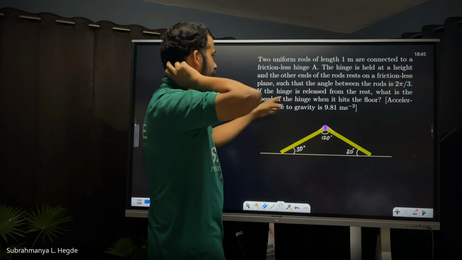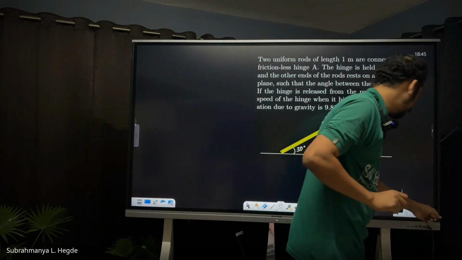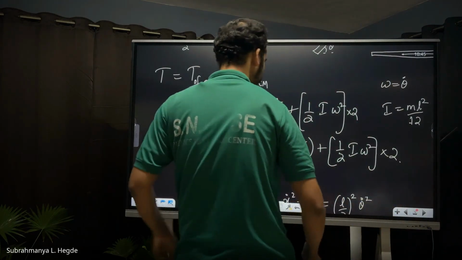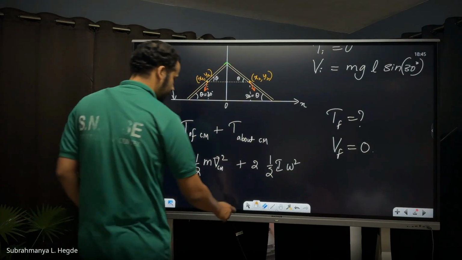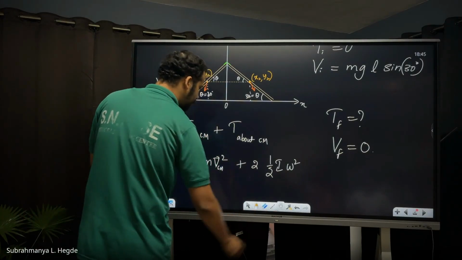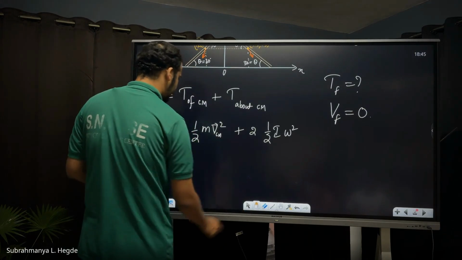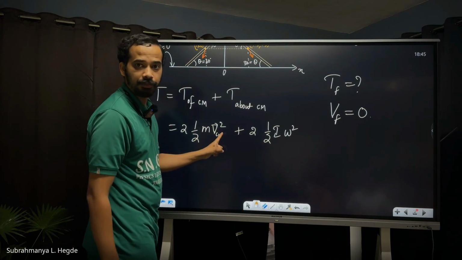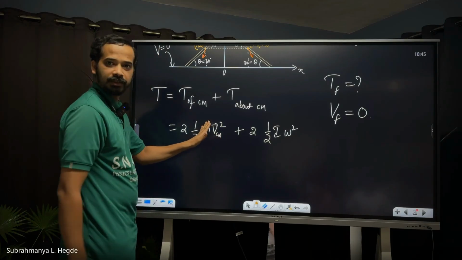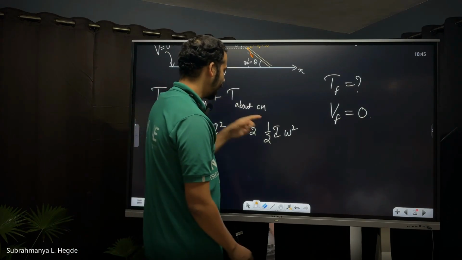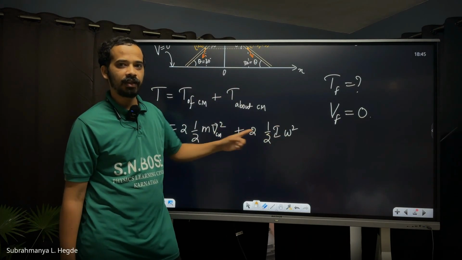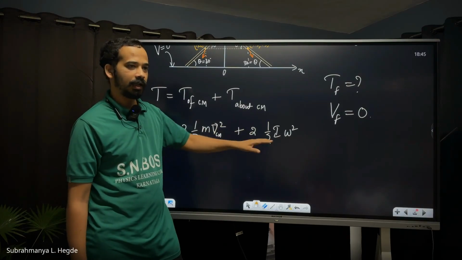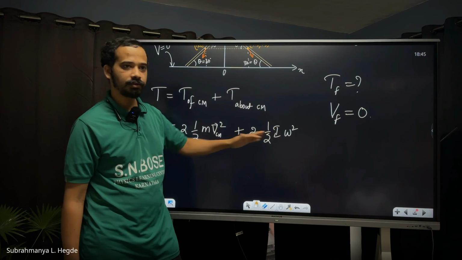With what speed? The speed of the hinge when it hits the floor. He's asking about the hinge only. So be careful with this one. This is where everyone made the mistake actually. This is the center of mass speed, I'll keep it as it is. I don't have to elaborate, but I need to convert this part also in terms of VCM.